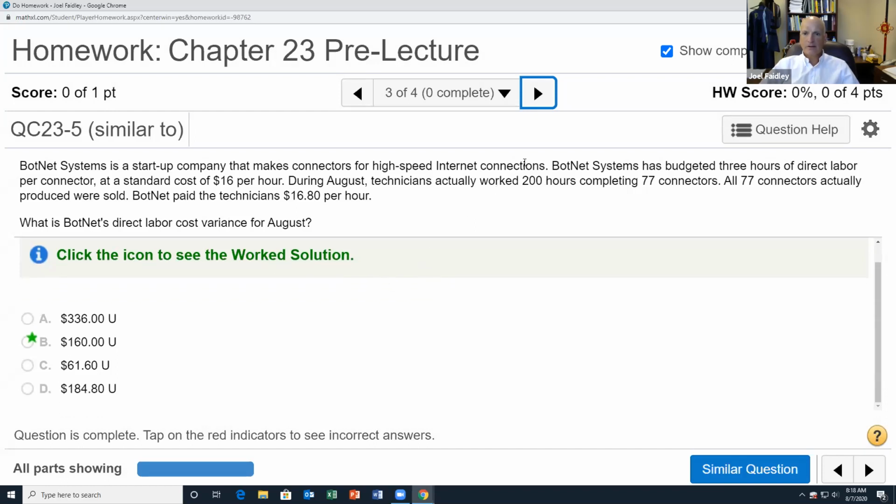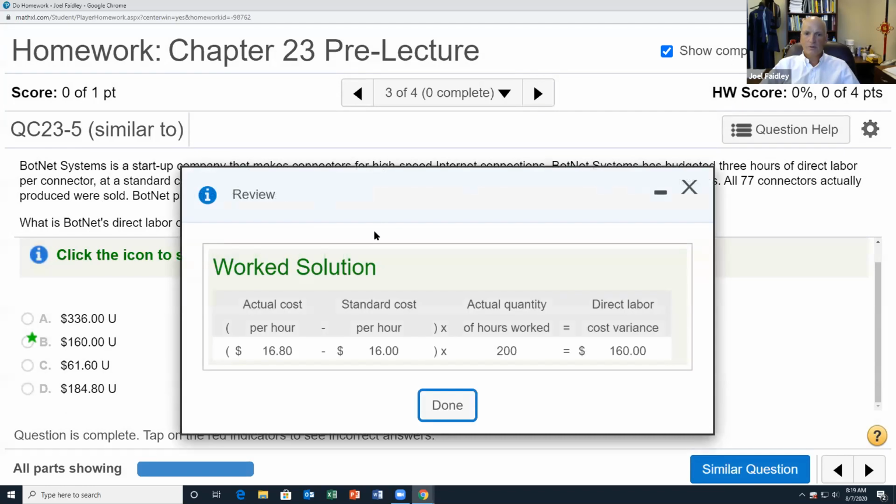All right, here we got another budgeted 3 hours of direct labor per connector, standard cost of $16. I actually worked 200 hours, completing 77 connectors. All 77 connectors actually produced were sold. So what does that look like?